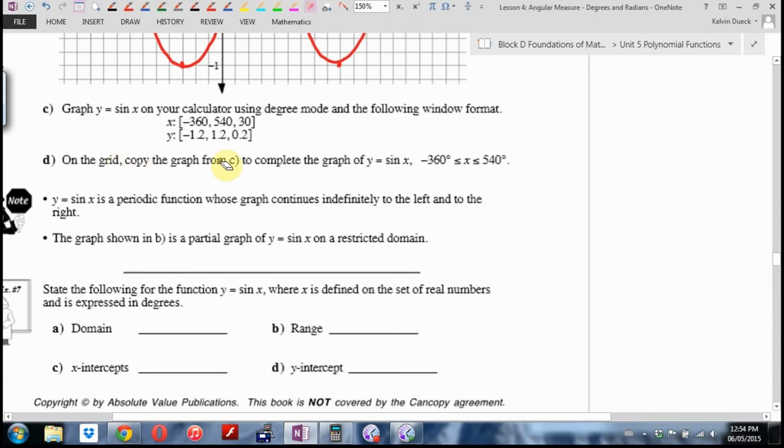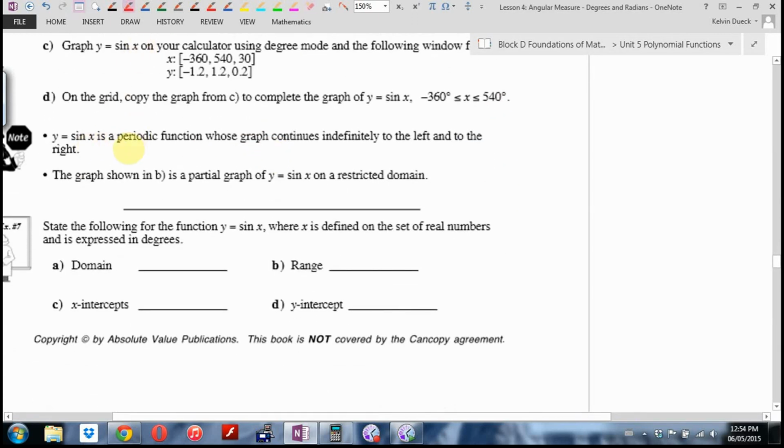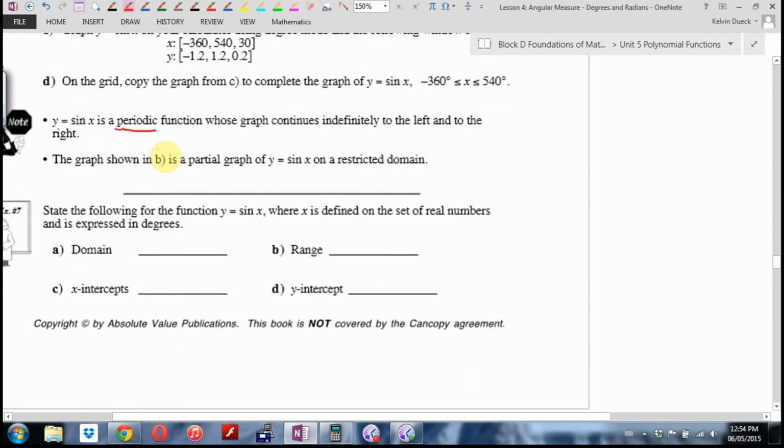It says, on the grid, copy the graph, we already did. This is a, here's your word you want to underline, periodic function. It continues to the left and right. So what did we say? The domain was all reals. What's the range? What did you say the range was? Between what? Touching? Yes. Okay. Put your pencils down and look up.